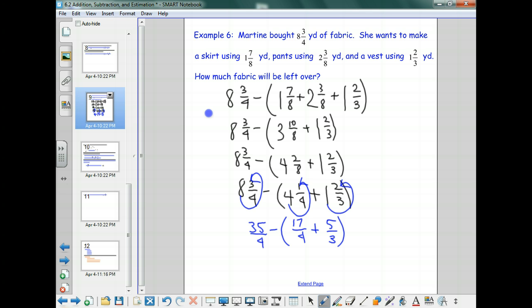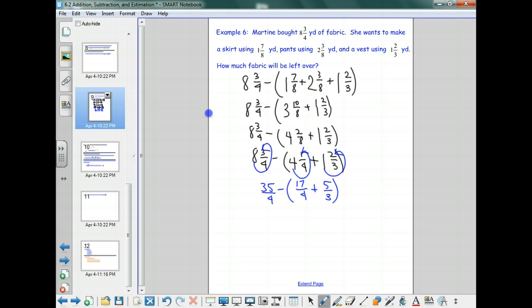There's actually one thing we can do before we get them into a common denominator. What can we do? We could distribute this negative through so that I have 35 over 4 minus 17 fourths, and then minus the 5/3. Don't forget that minus will actually be applied to both pieces if you do this. But that'll actually simplify it really nicely, right?